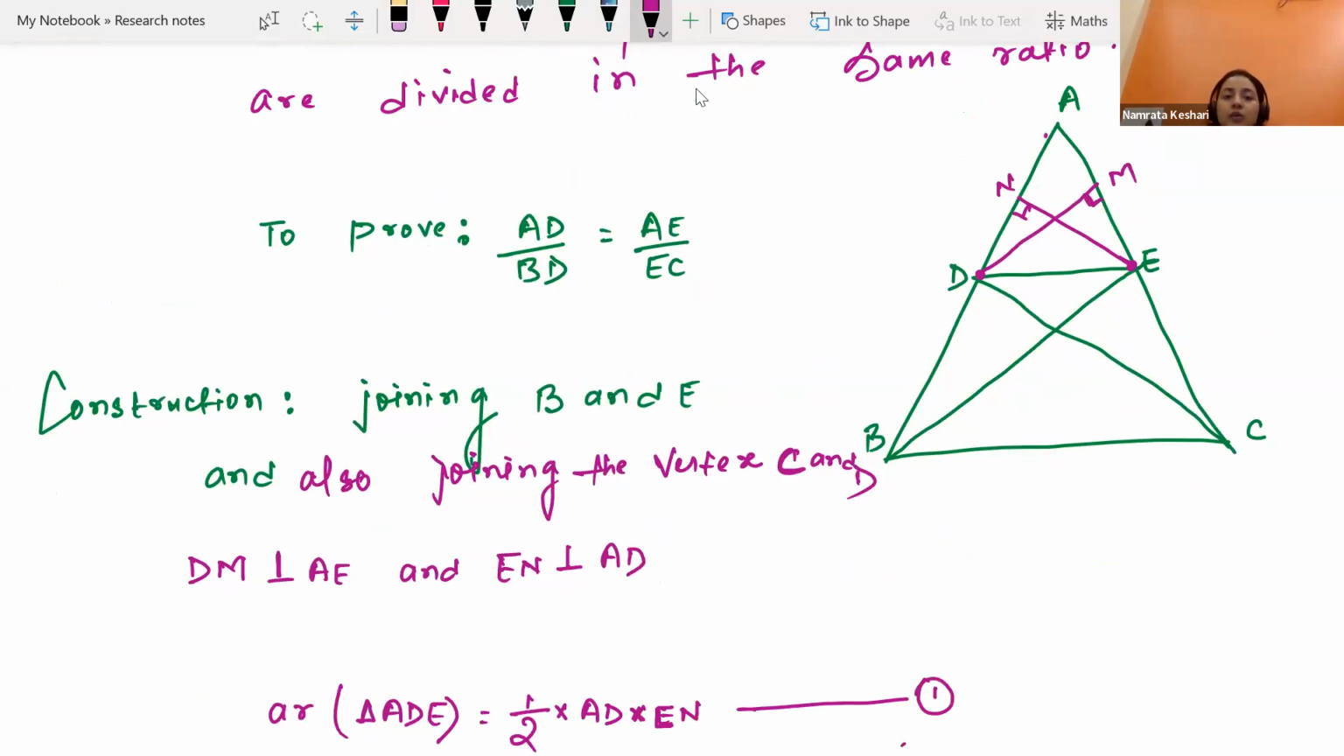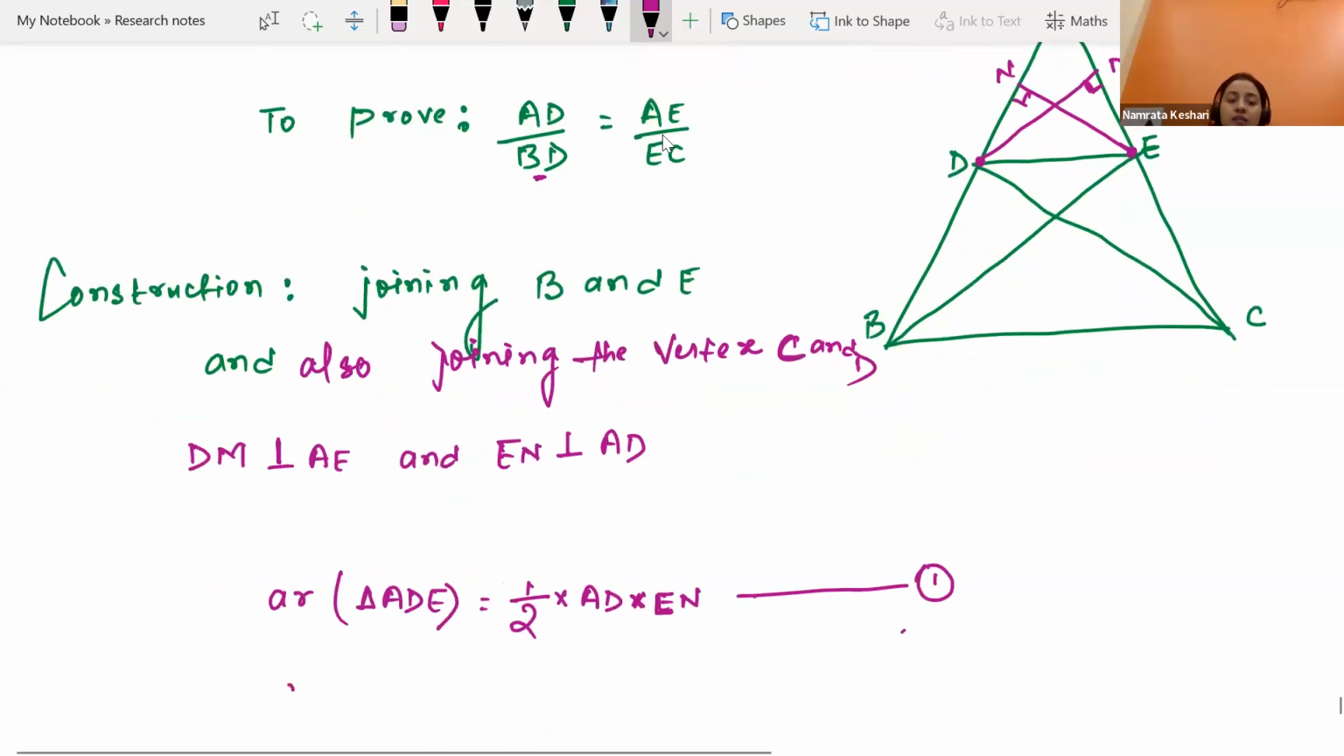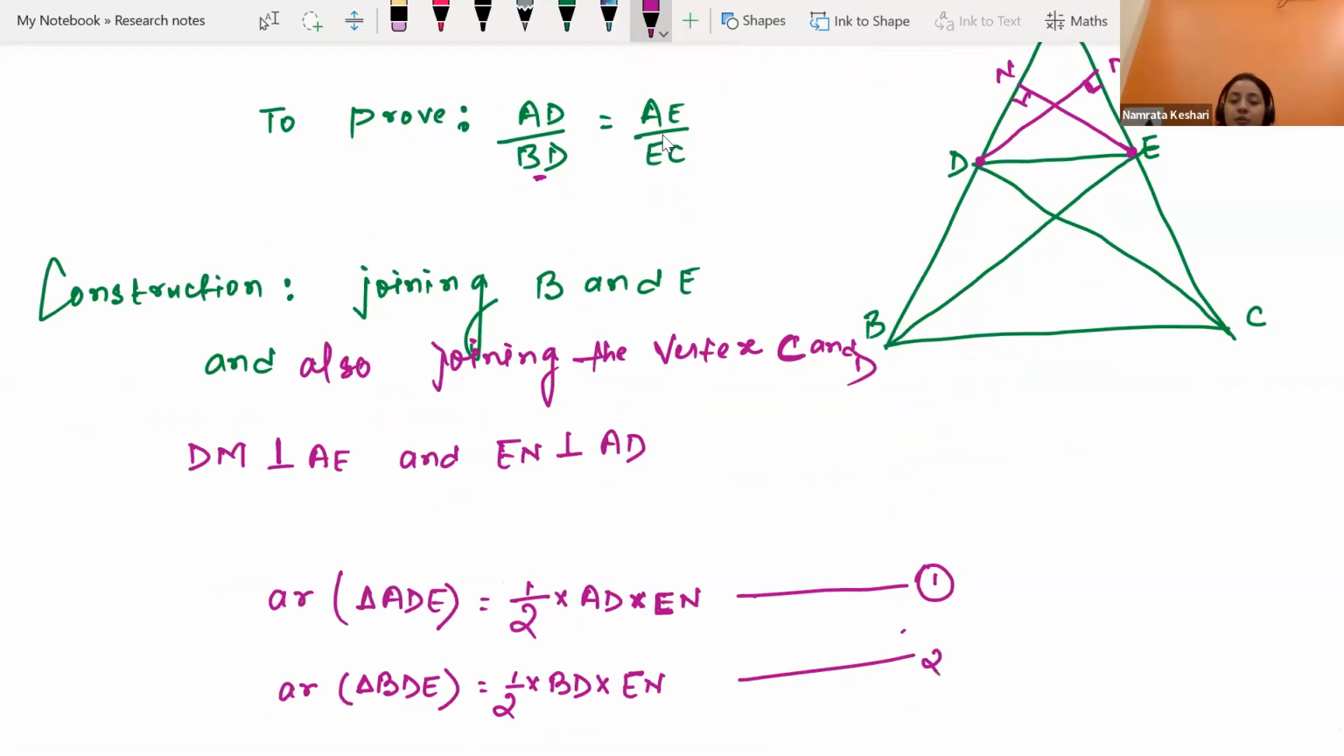Similarly, now in the denominator BD is there, so we will be picking a triangle where the BD side must be there. So which triangle? We can take BDE. Yes. Again, 1 by 2 into base. Base we are going to take as BD into height. Height we will be taking again as EN, because height can lie outside the triangle. This is equation number 2.